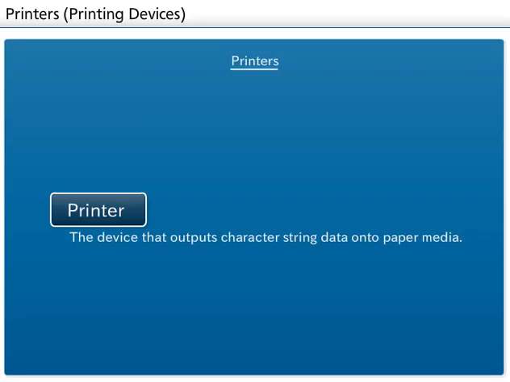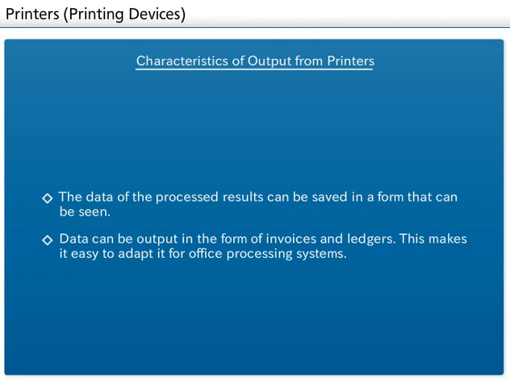Printers, printing devices. The device that outputs character string data onto paper media is a printer. Are the following characteristics for the output from a printer. The data of the processed results can be saved in a form that can be seen. Data can be output in the form of invoices and ledgers. This makes it easy to adapt it for office processing systems.